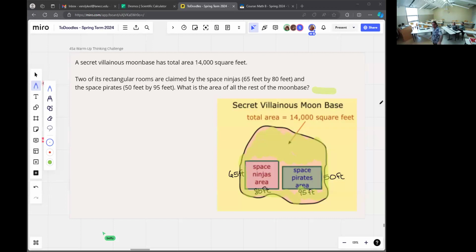We're doing geometry today. And the warm-up is trying to figure out if you started with 14,000 square feet and took away 2 rectangles of a certain size, how much space is left over? Okay. I think I got it. Okay, tell me what you did and I will copy it so everyone can see.